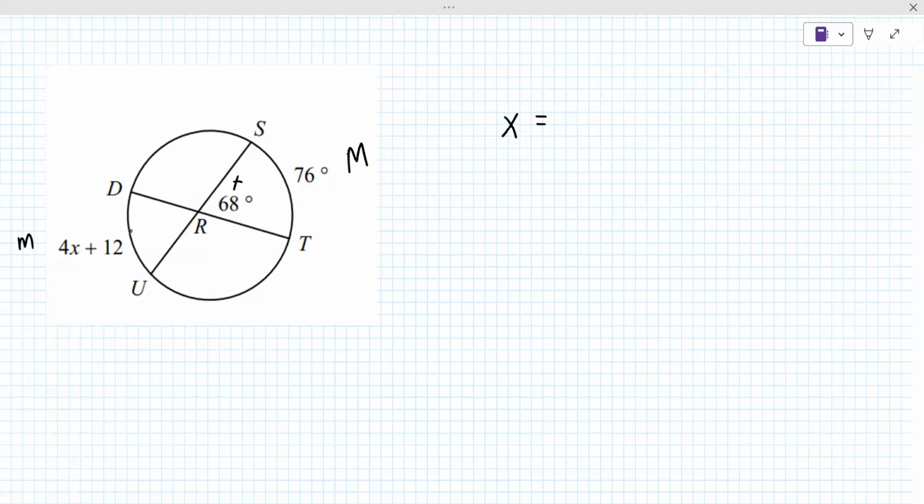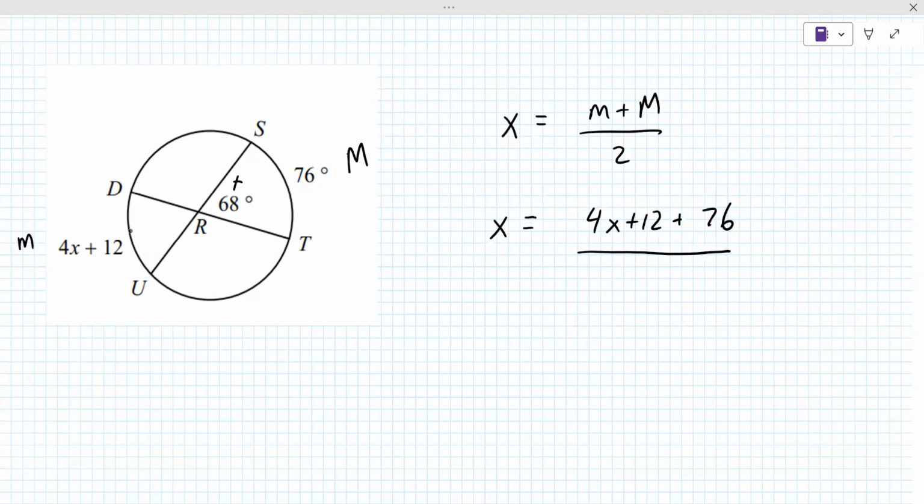You're still starting with this equation: little m plus big M, divided by 2. X is 4X plus 12 plus 76, divided by 2. But we know the value of X. X is really 68. So when you see X, you have to be careful. I like using X, but think of it as the inside angle. All right. Okay. So go ahead.